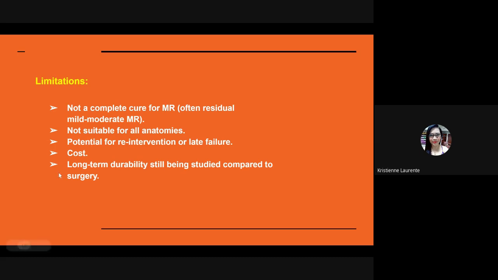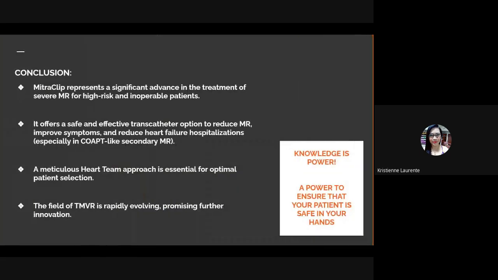The cost here is quite expensive, of course, as this is a valve. Same with TAVI, the valve is also expensive. Same with mitral clipping, the valve is also expensive. Long-term durability is still being studied compared to surgery. That's why even up to now, the gold standard treatment for severe MR is still surgery.